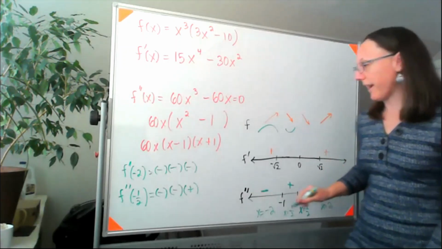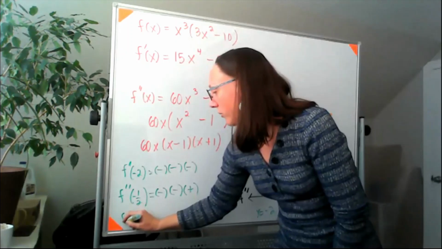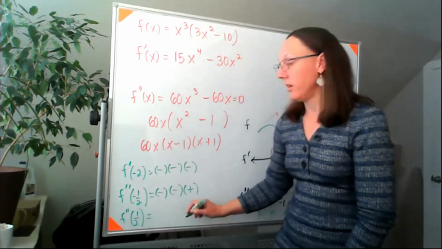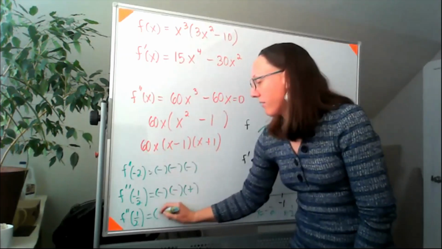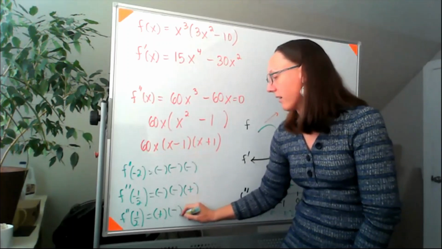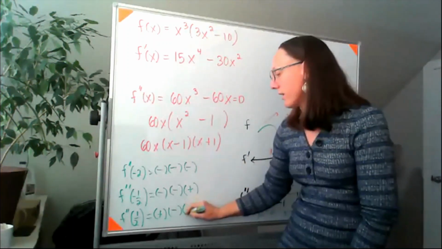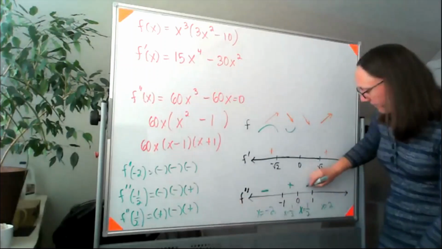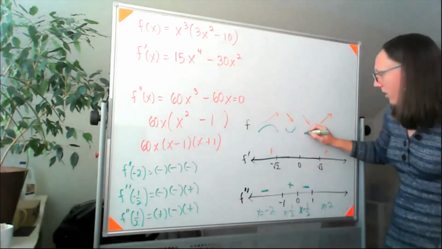Now I'm going to plug in 1/2. So f double prime of 1/2: 60 times 1/2, that's positive. 1/2 minus 1, that's negative. 1/2 plus 1, that's positive. Overall, I'm at a negative, so more concave down.